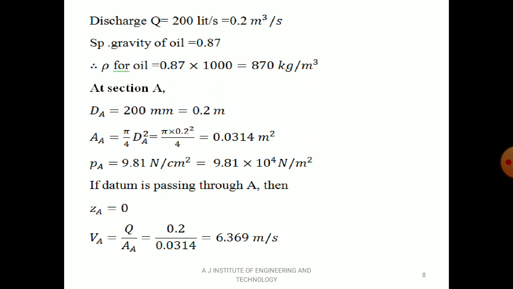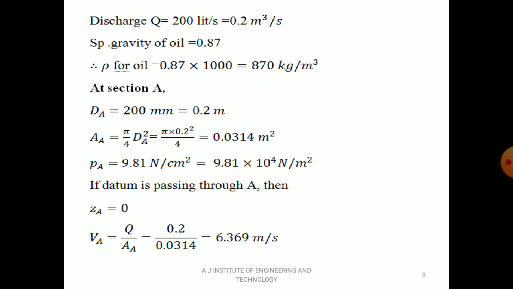Then PA value, the pressure at section A or point A, is given as 9.81 Newton per centimeter square. Convert from Newton per centimeter square to Newton per meter square. So 9.81 into 10 to the power 4 Newton per meter square. If datum is passing through A, then ZA equal to 0. So you have to draw the diagram in such a way that point A is passing through the datum.